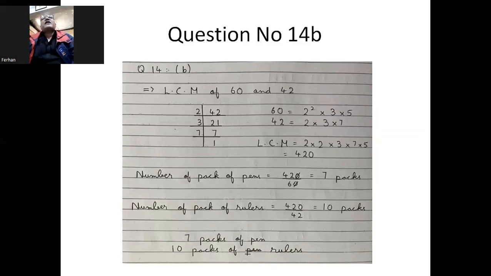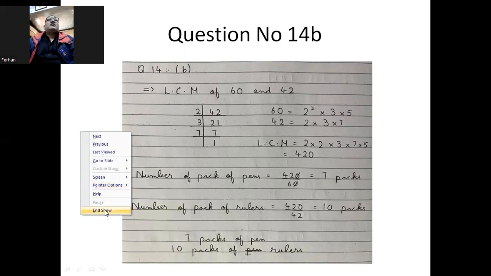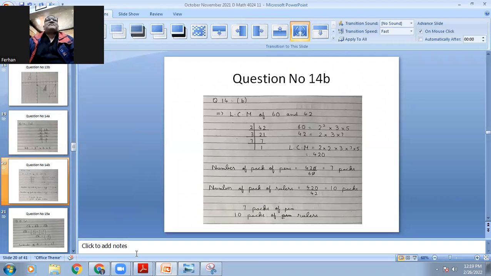In one packet of pens, there were 60 pens. So 420 pens need 7 packs. And in one packet of rulers, there were 42 rulers. So you want 420 rulers. So you will have to buy 420 divided by 42, and that will be 10 packs. So you need 7 packs of pens and 10 packs of rulers. A question on the LCM.